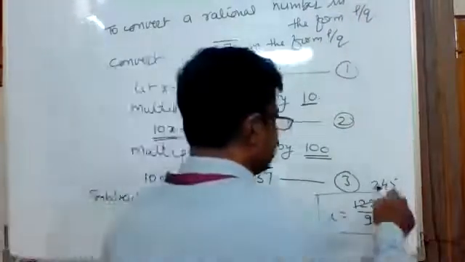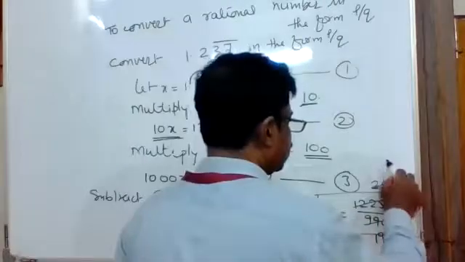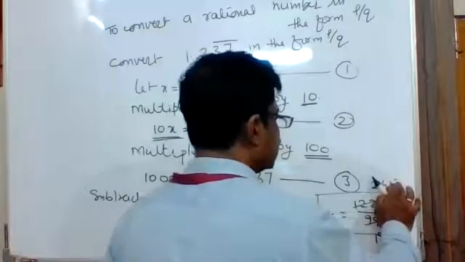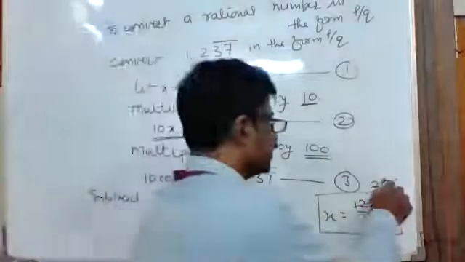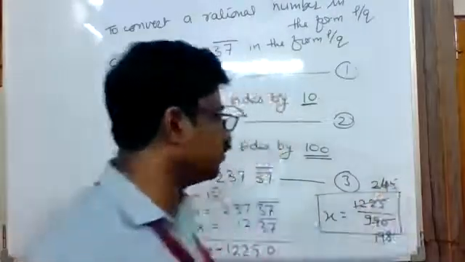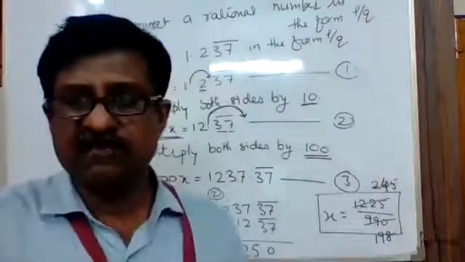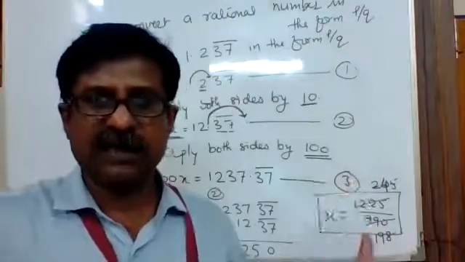Again, is it divisible by 3? 3 8s are not 3 by 3. Therefore, this is the number, 245 upon 198. We can write the expected answer. When you divide this 245 by 198, we are going to get the same answer.